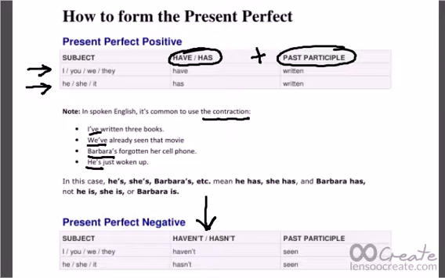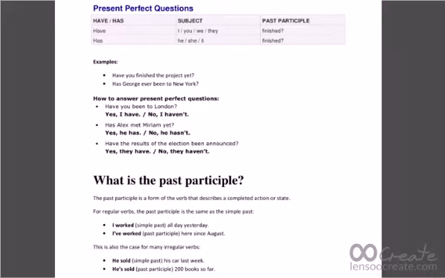Now the next group, questions. Present perfect questions. Okay, as usual, questions in English will always start with auxiliaries. So that means that you have to use the auxiliary have or has right at the beginning of the question. For example, have you finished? Has she finished? And then we got a couple of examples. Have you finished the project yet? Has George ever been to New York?